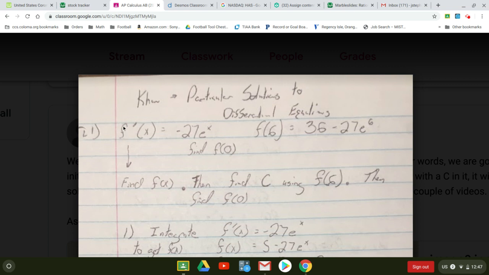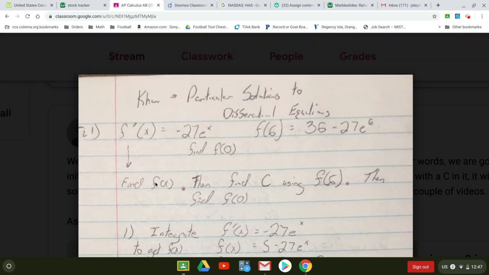So the f prime of x is negative 27 e to the x. And they're saying that f of 6 is 36 minus 27 e to the 6. They want us to figure out what f of 0 is. Well, we've got f prime of x. We need to find f of x. Well, how are we going to do that?